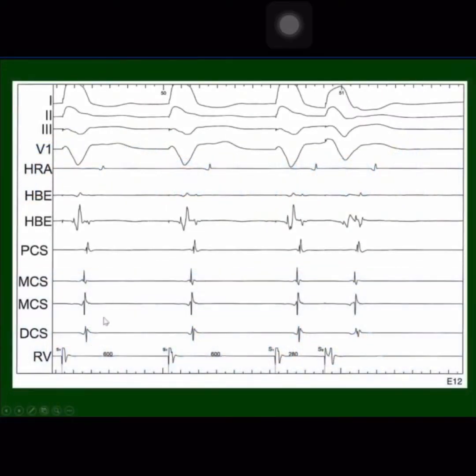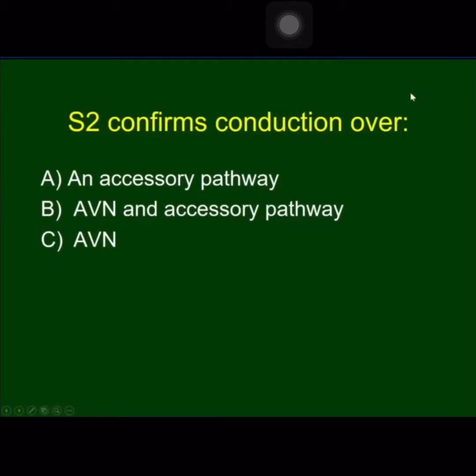In this tracing, we pace the ventricle and we put in a premature beat. The area of interest is around the premature beat. And I've asked you a question in the journal that I'll show you now on the next tracing here. S2 confirms conduction over an accessory pathway, the AV node, and an accessory pathway, or the AV node by itself.